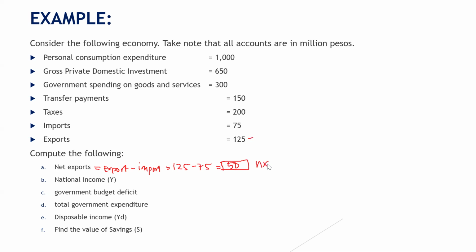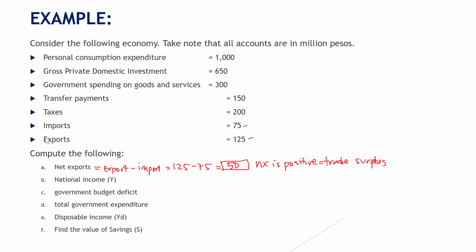So here our net export is positive. So this indicates trade surplus. But if the net export is negative, it's actually trade deficit, indicating that imports are higher than exports. So here the net export is positive, indicating trade surplus, considering that exports are higher than the imports.